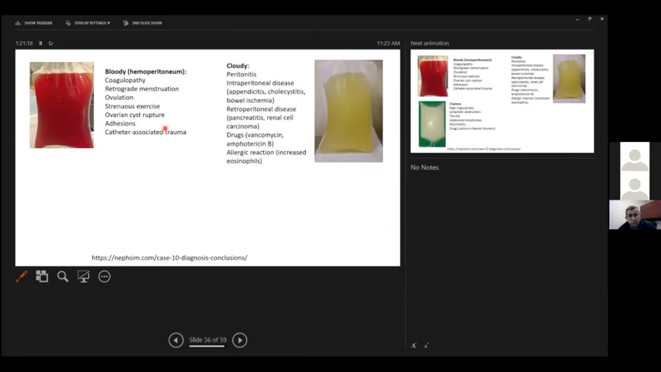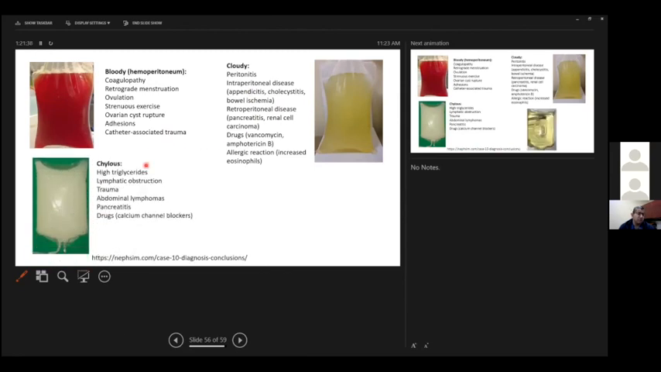What is this? This is cloudy peritoneum, which is nothing but our infection. But other things can be drugs, allergic reaction, retroperitoneal disease like pancreatitis, or any intraperitoneal like appendicitis, cholecystitis. Never forget about other reasons for the cloudy effluent.